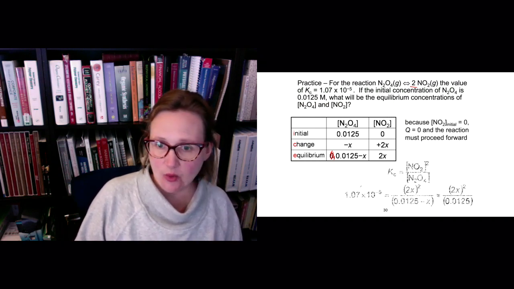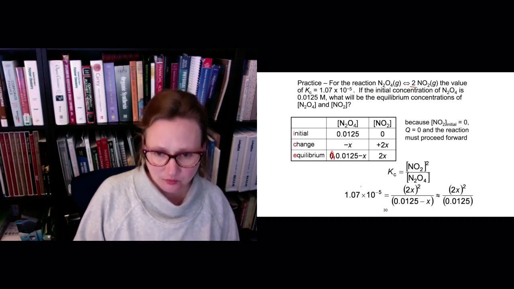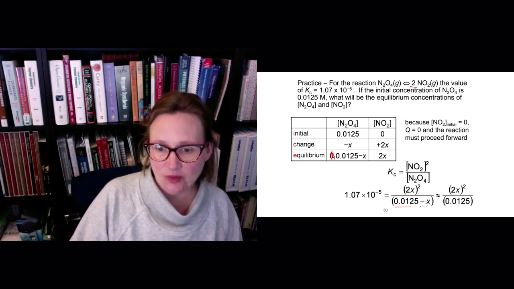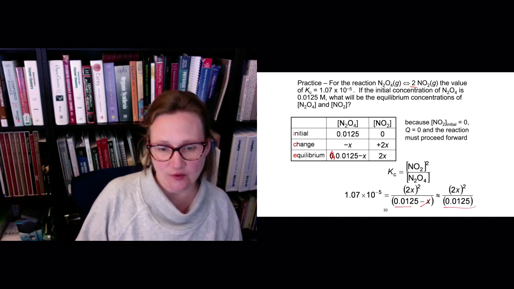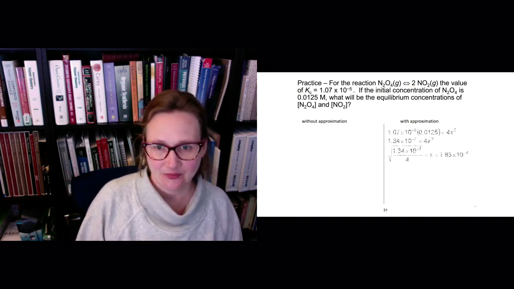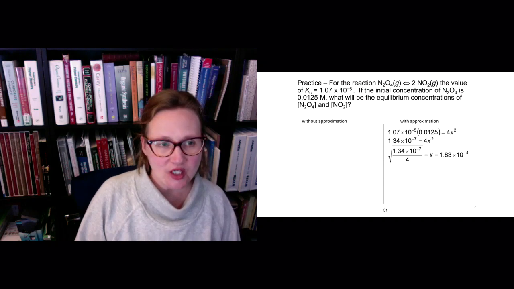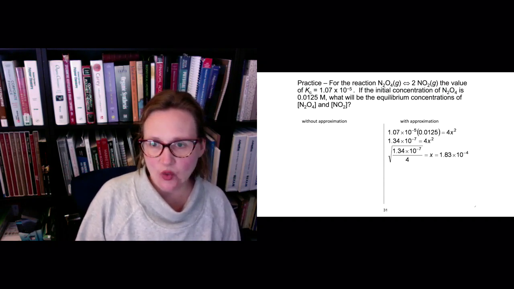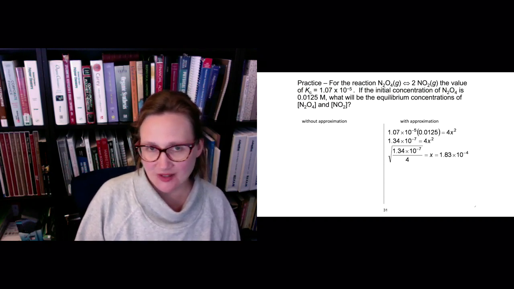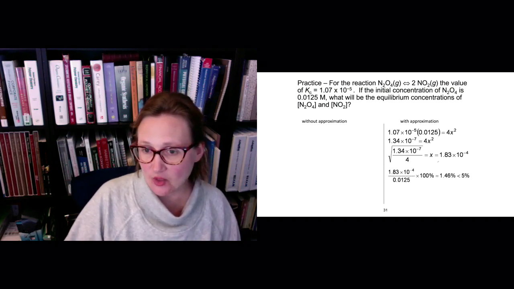Okay, so now what we want to do is put that into the Kc expression. So we have 2x squared over 0.0125 minus x. Let's assume x is small. We're going to approximate here, and that simplifies to 0.0125. And now we can just simply solve for x. All right, and so we're going to compare two examples, with our approximation and without our approximation.